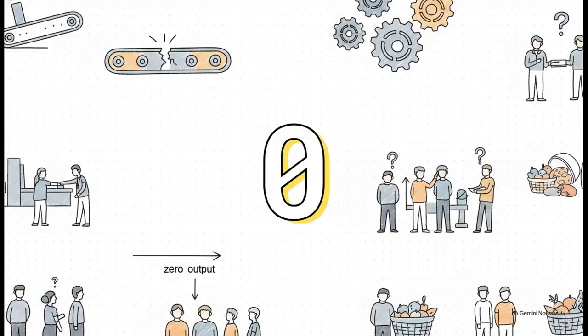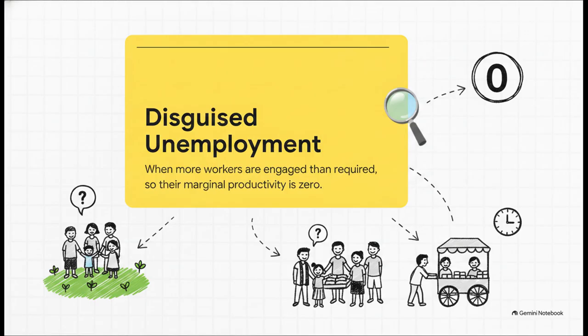Okay, I want you to keep this stark number in your head: 0. It is the defining characteristic of our next phase of unemployment. In economic terms, we're talking about zero marginal productivity. And that brings us to disguised or hidden unemployment. This is what happens when way more workers are engaged in a job than are actually required.